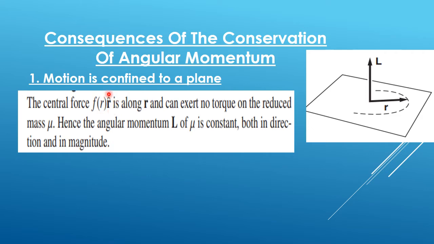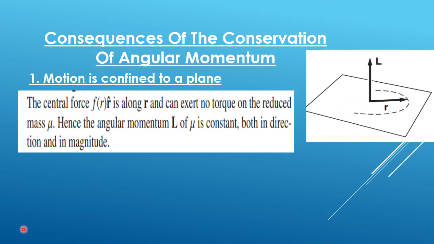We know that central force is along the unit vector r. So it cannot exert a torque on the mass mu, which is the reduced mass, because torque is equal to r cross F, and F and r are always in the same direction. Therefore, it cannot exert a torque on the body of mass mu. Hence, what is the consequence? The angular momentum L of mu is a constant, both in direction and magnitude. So, since L is fixed in direction as well as magnitude, the motion of the body of mass mu will always be confined to a plane.